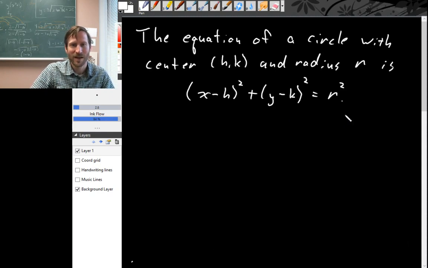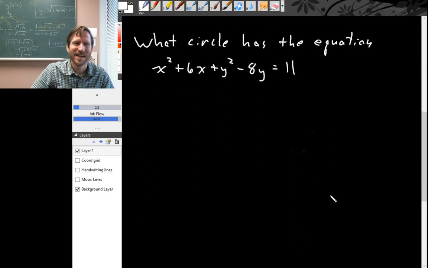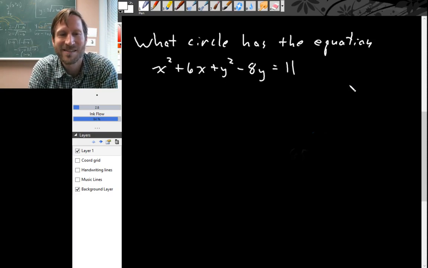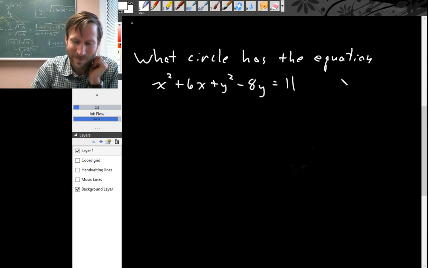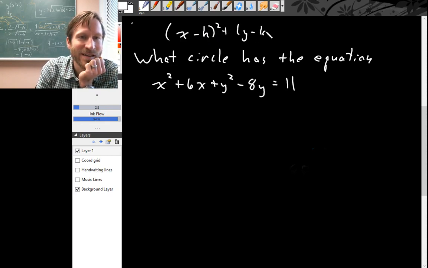Nice. Of course, if you do have an equation that might be a circle, but it's all multiplied out, how could you just figure out what circle that is? So let's find what circle has equation x squared plus 6x plus y squared minus 8y equals 11. Well, if you remember the general equation of the circle that we had written down a second ago, that was (x minus h) squared plus (y minus k) squared equals r squared.